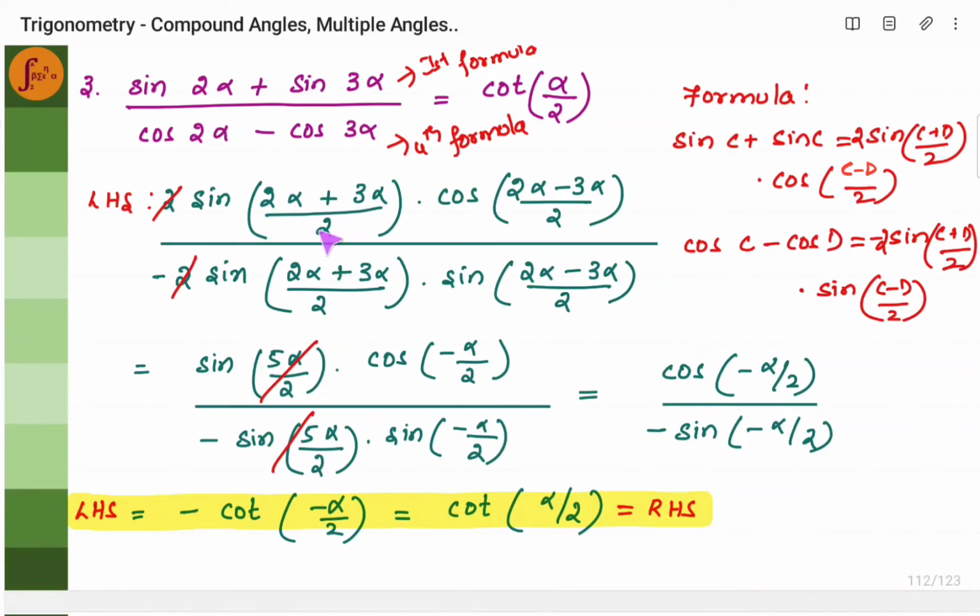2 alpha plus 3 alpha by 2 is going to become 5 alpha by 2. And here it's going to be 2 alpha minus 3 alpha, which is minus alpha by 2. Now this will get cancelled here. You're left with cos by sine. Cos by sine is cot of minus alpha by 2. And you already have minus here. This minus is because of this minus 2. So it's going to become minus cot of minus alpha by 2. Now you can bring this minus outside. So it's going to become cot alpha by 2, which is equal to RHS.